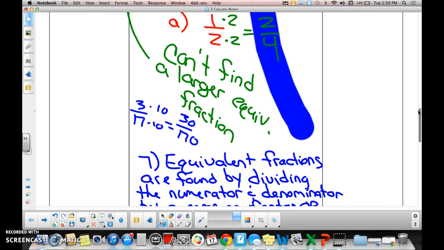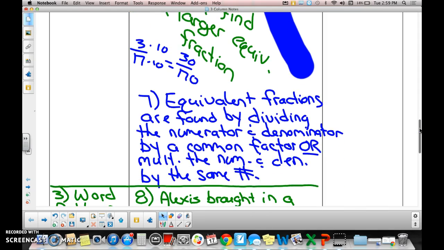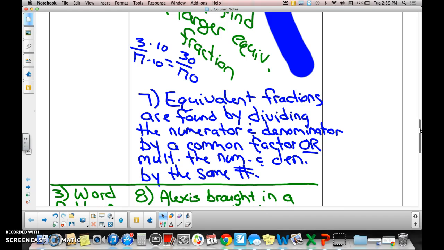Again, if you're multiplying the numerator by the same number as the denominator, you're going to have equivalent fractions. Just like if you're reducing the numerator by the same number you're reducing the denominator by, you have equivalent fractions, yes or no? You can go both ways on that, dividing and multiplying. And if that's still confusing, reread rule number 7, because that explains the whole thing.